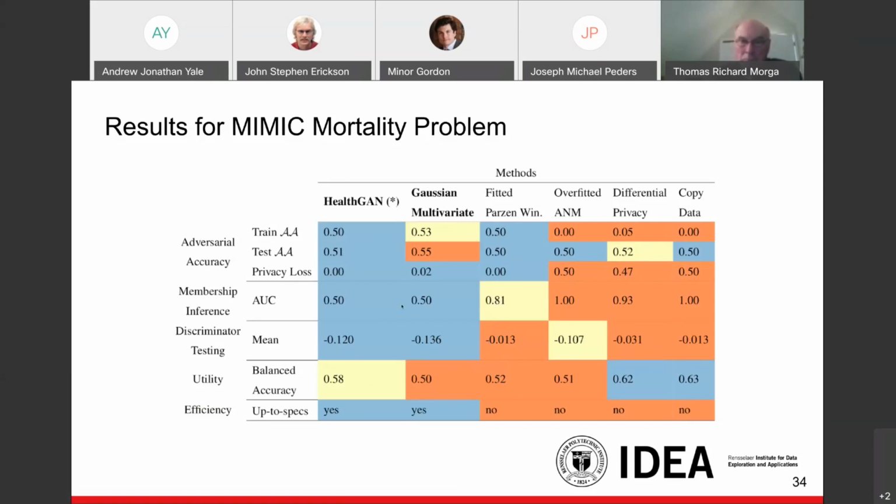And then finally, the two methods that are actually options: the Gaussian multivariate, which, because it only contains population level statistics, could be exported from the secure environment, and the HealthGAN, which can also be exported. We're seeing mostly the same values throughout, except that we're getting better balanced accuracy with the HealthGAN. Not as good as the overfit methods as well as the original data, but we're getting good balanced accuracy that we're not seeing with the Gaussian multivariate.